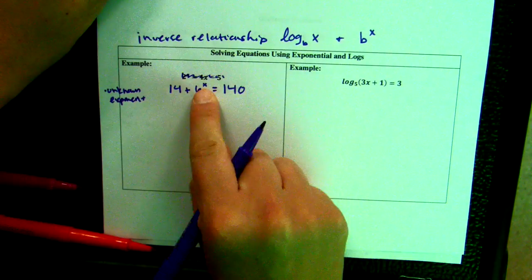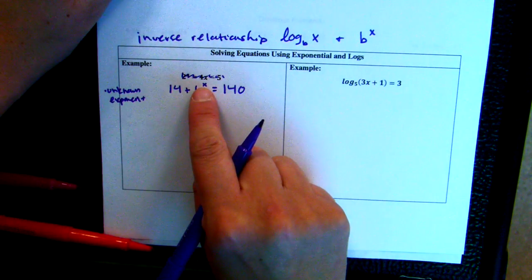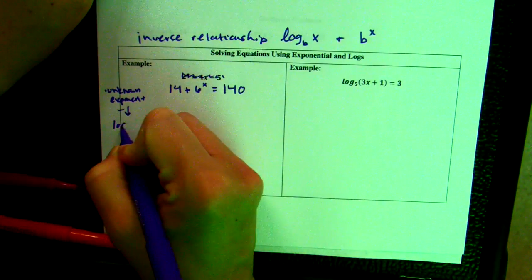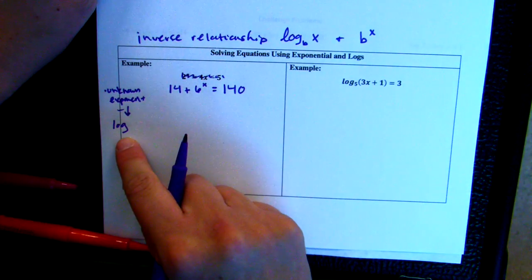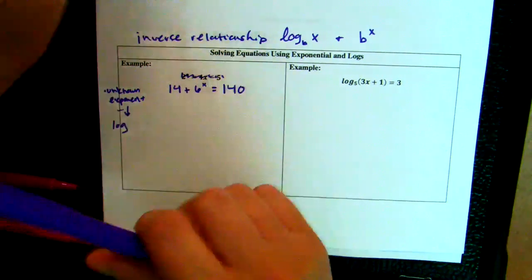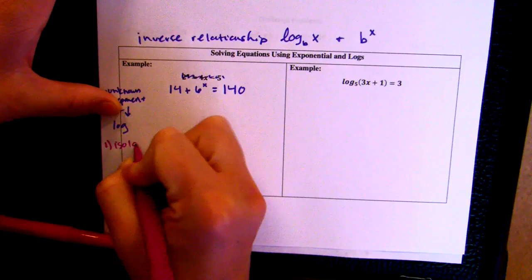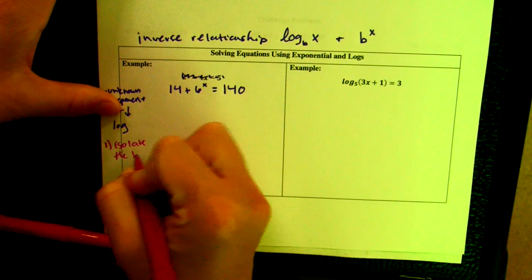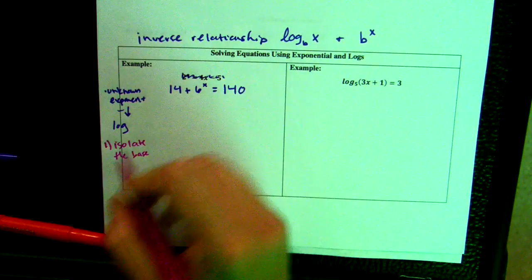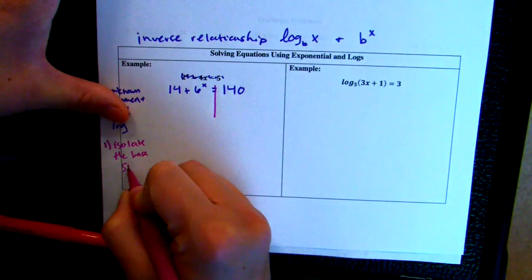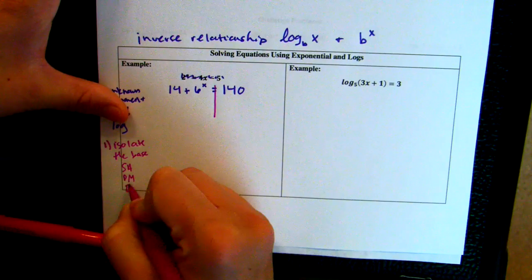I see that 6 is being raised to the power of x, and I don't know the value of that exponent. So in order to solve for an unknown exponent, I have to use a log. So the first thing that I'm going to do is isolate the base of 6. I'm going to get 6 by itself using my reverse order of operations, SADMEP.